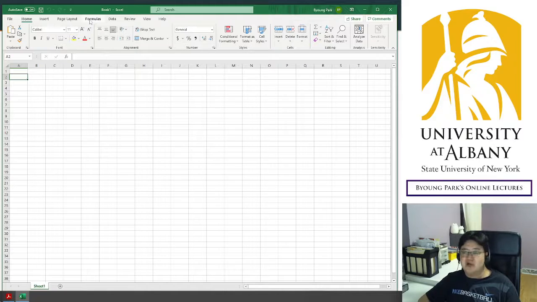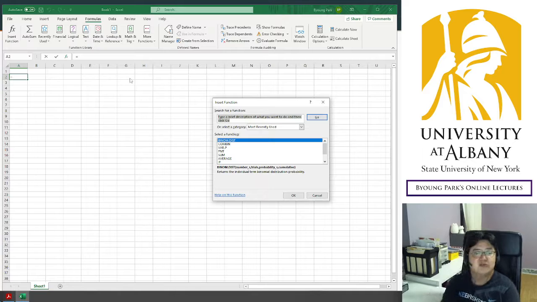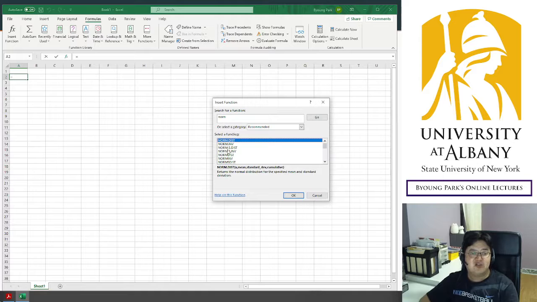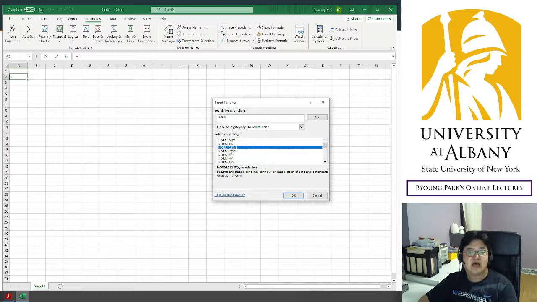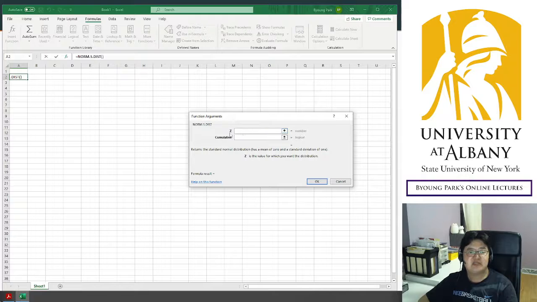You use formula, go to formulas, and insert function. And here type norm. Then it shows many functions that are variations of normal distributions. I'm going to use NORM.S.DIST. This is the standard normal distribution. So click this. Then what you have to specify is the z value.